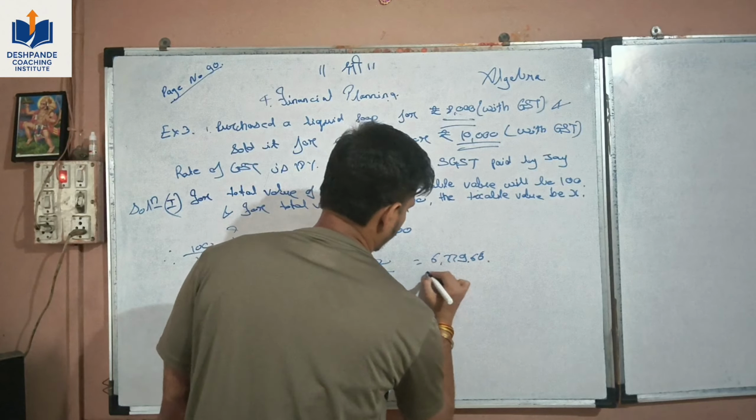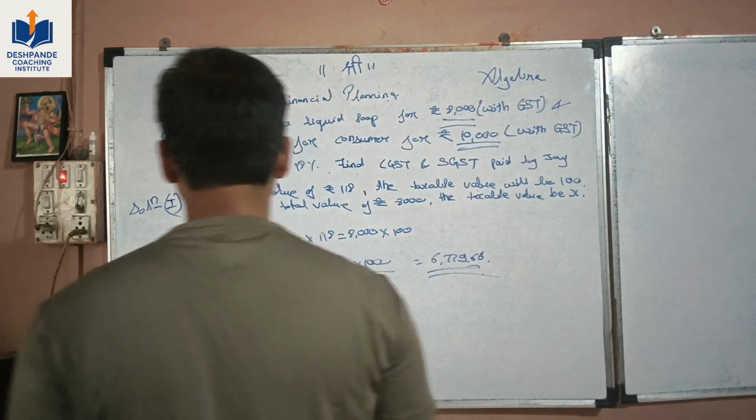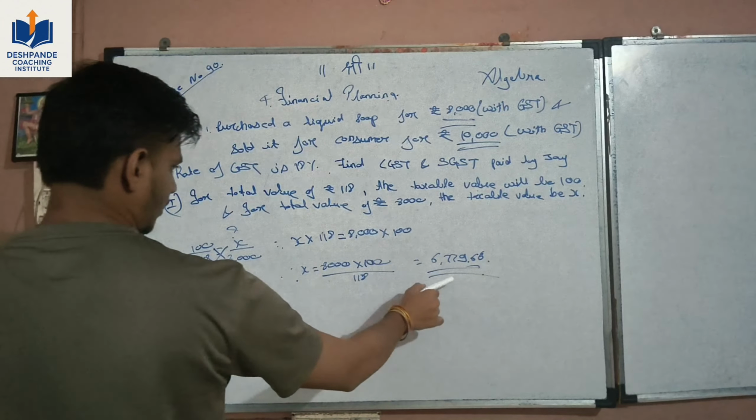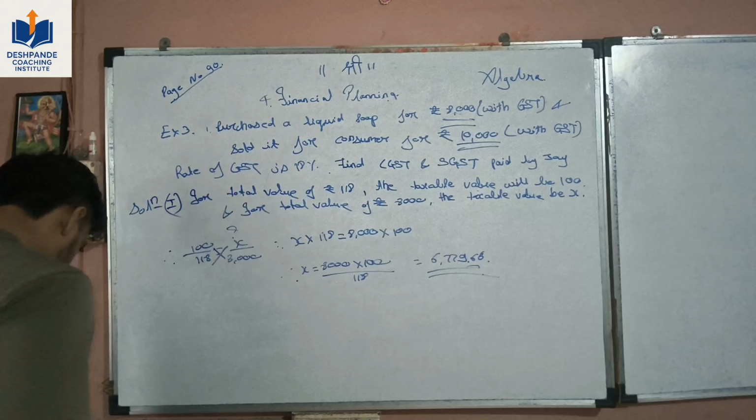6,779.66. So X is equal to this, and what is X? X is the taxable value. So the taxable value is 6,799.